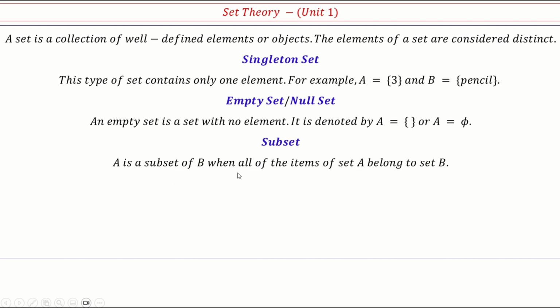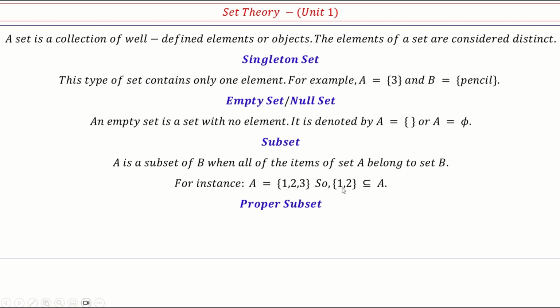A subset is a set which has fewer elements than the main set. A is a subset of B when all the elements of set A belong to set B. So set B may have the same elements as set A, or it can have more than what set A has, but all the elements in set A are present in set B. It is represented with this symbol, subset or equal. So if you take {1, 2} as a set, this set is a subset of A, where A is {1, 2, 3}.